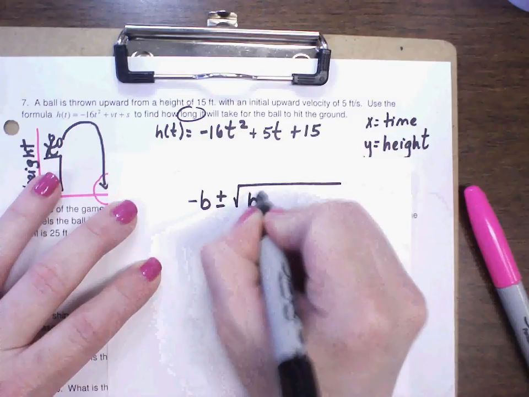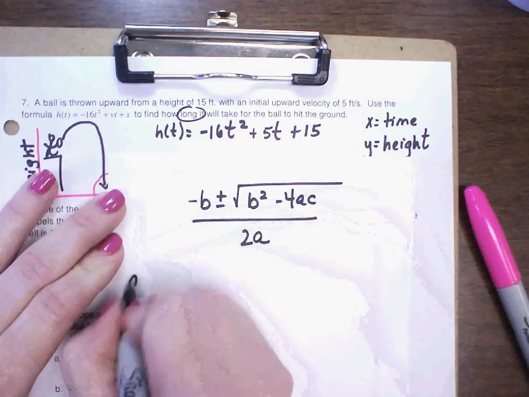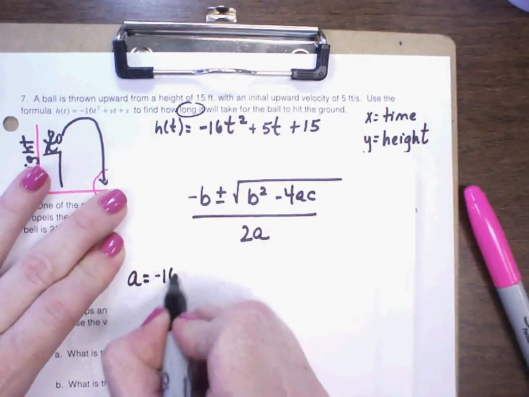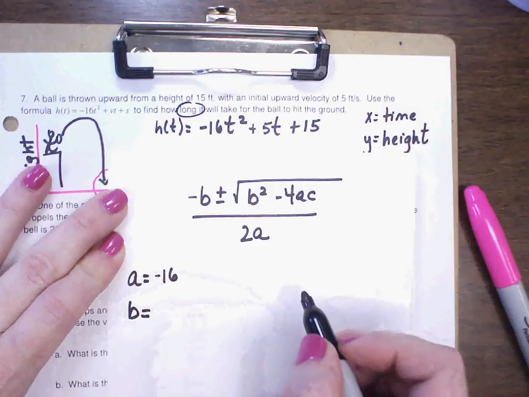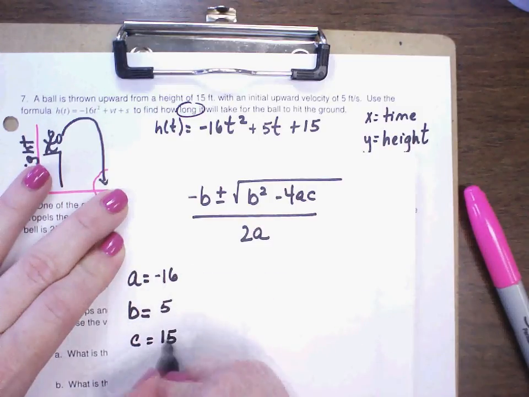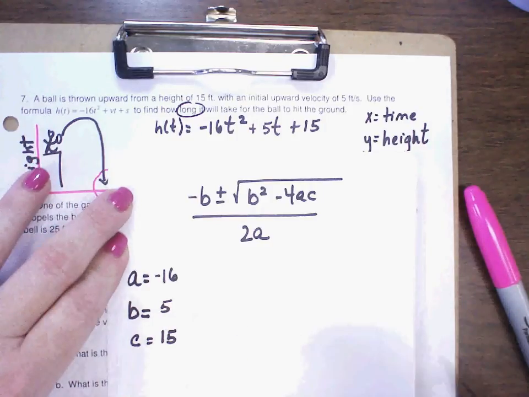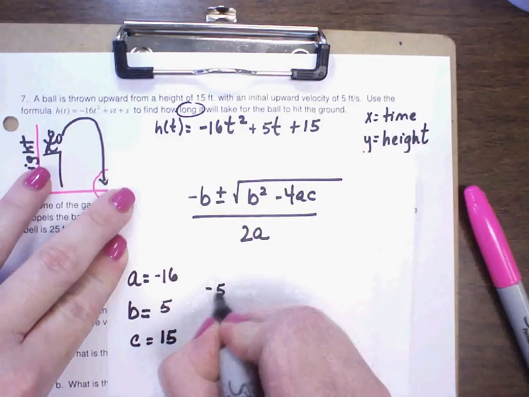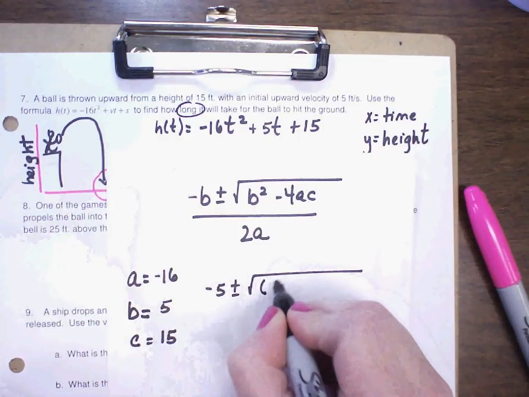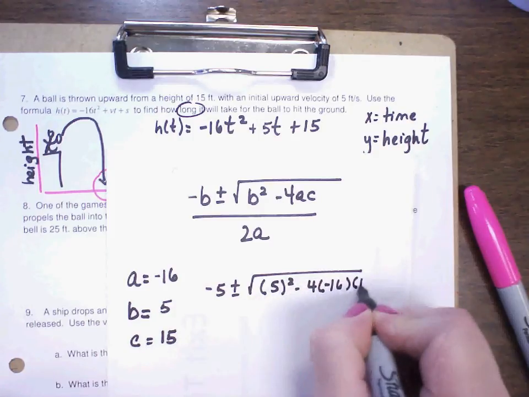Okay. What's my quadratic term? What's my linear term? And what's my y-intercept? Alright, so let's go ahead and plug in. You with me? Alright, so -5 plus or minus the square root of 5 squared minus 4 times -16 times 15, divided by 2 times -16. And then the calculator takes over, right?